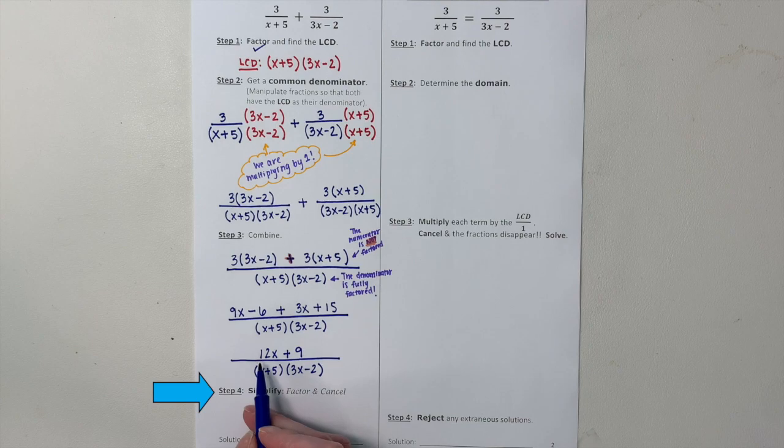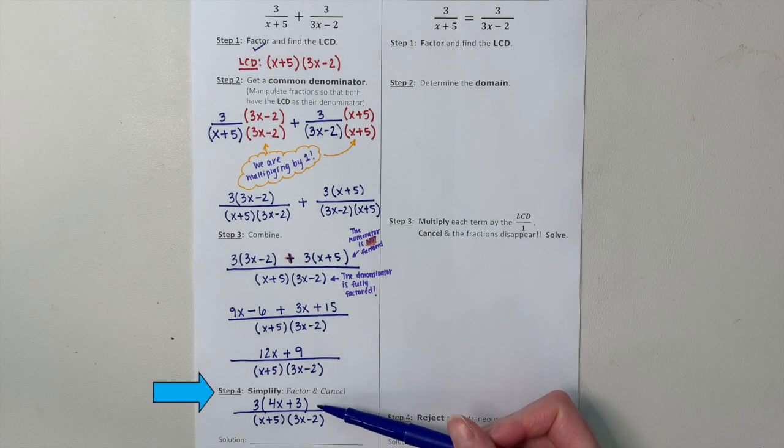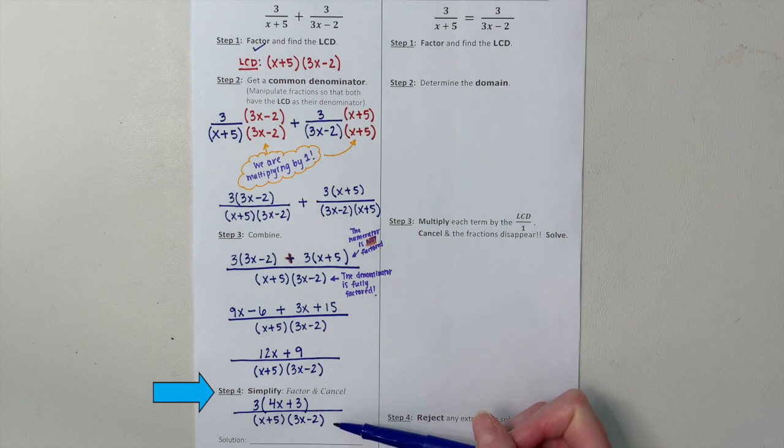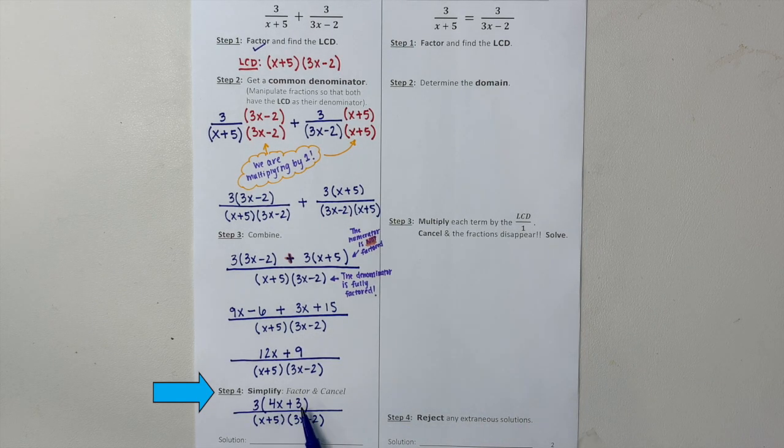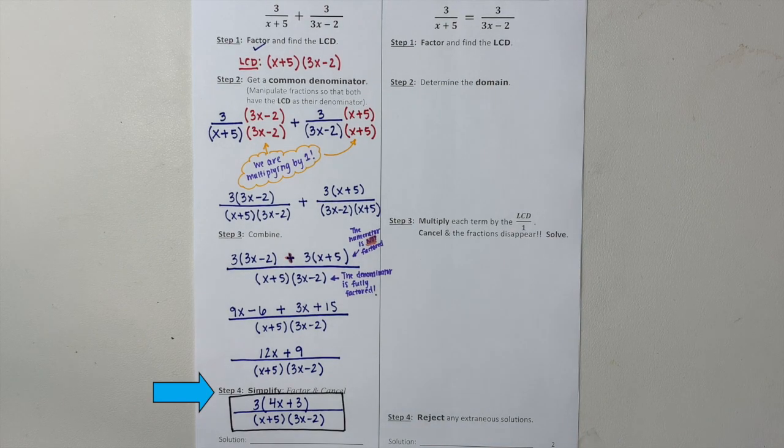To factor the numerator, the greatest common factor would be 3. So let's factor out the greatest common factor, 3, and that will leave us with 3 times 4x plus 3. And then we're going to copy down the denominator again exactly as is. Now the numerator is fully factored and the denominator is fully factored, so we want to see if we can cancel, but there are no common factors in the numerator and the denominator, so there's nothing to cancel. So that means that this is our final answer.